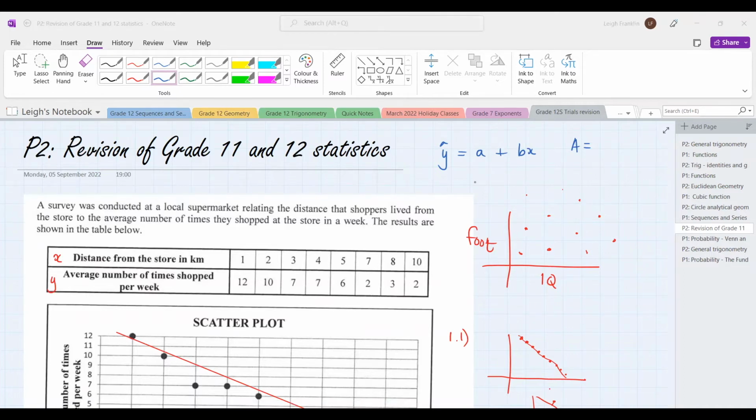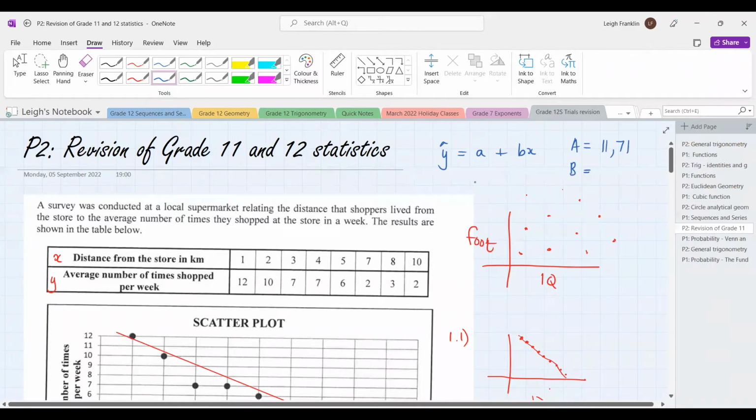Perfect. Okay, I get exactly the same. All right, so 11,71. Okay, now we need to get the B value. Okay, so now you've got to go back to the beginning. So now you've got to, well, not back to the beginning, but you've got to start all over again.